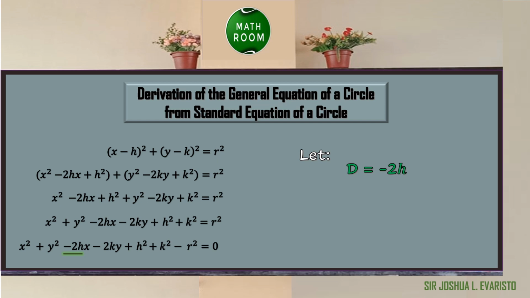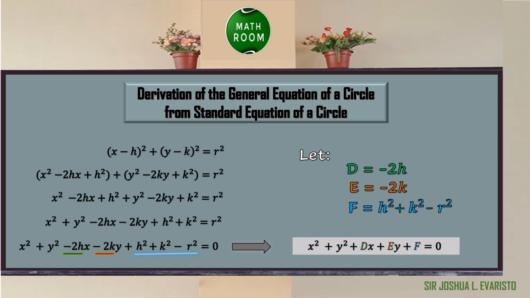We will let d equal negative 2h, e equal negative 2k, and f equal h squared plus k squared minus r squared. So the general equation of a circle is x squared plus y squared plus dx plus ey plus f is equal to 0. Again, the general equation of a circle is x squared plus y squared plus dx plus ey plus f is equal to 0.